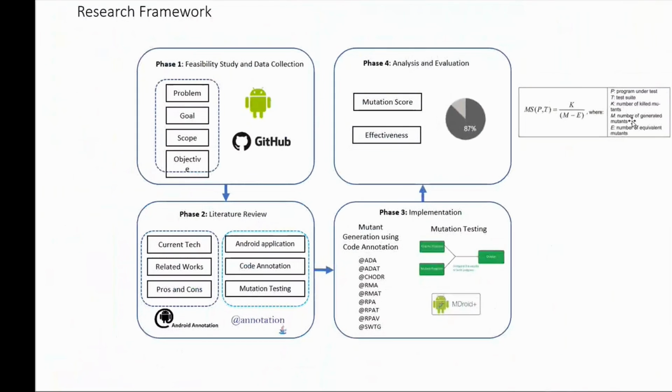On the right side of the screen here, you can see our formula for the mutation score, where it is basically the number of killed mutants divided by the number of generated mutants minus the number of equivalent mutants. This is how we come up with the mutation score to measure the effectiveness.